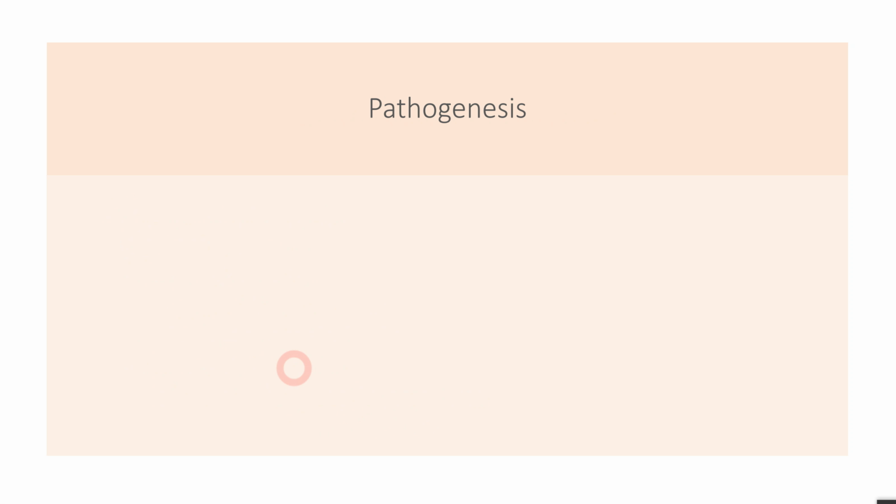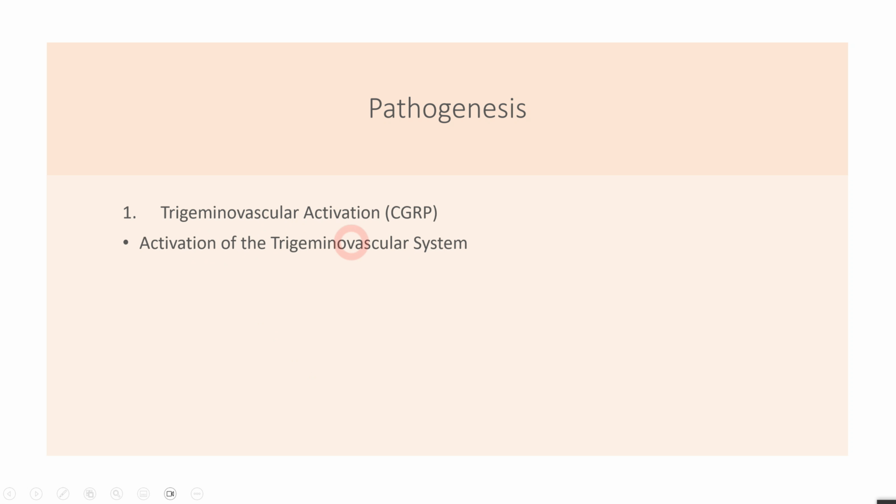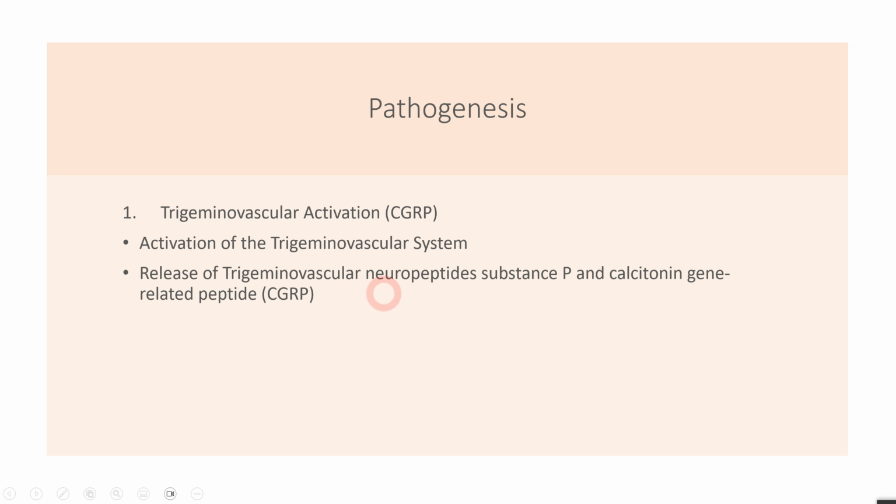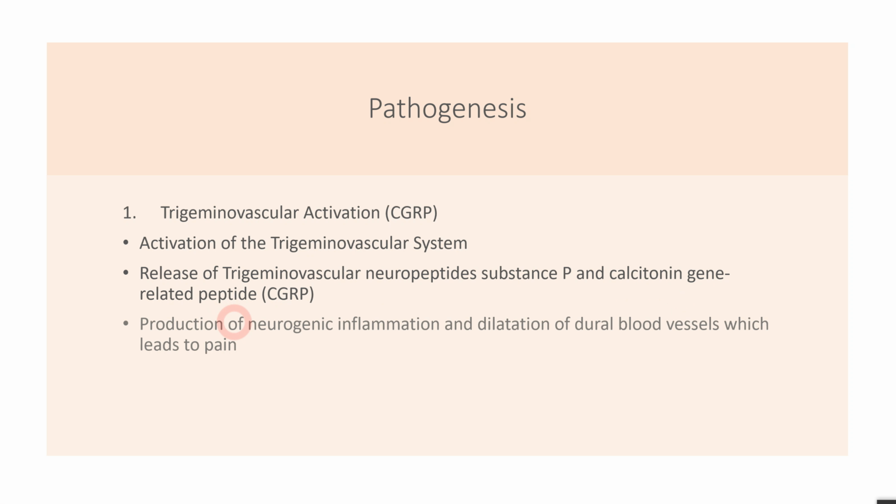Now, if we talk about pathogenesis of cluster headache, this is quite important because it actually explains how cluster headache is occurring. Firstly, we have trigeminal-vascular activation, which is called CGRP, where there is activation of the trigeminal vascular system, which leads to release of trigeminal vascular neuropeptides, substance P, and calcitonin gene related peptides. So these two proteins are basically released, and that leads to neurogenic inflammation, and that leads to dilation of dural blood vessels, which actually leads to pain. So this is the first proposed theory for pathogenesis of cluster headaches.